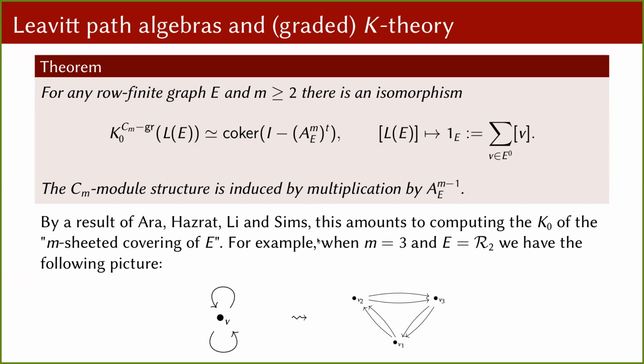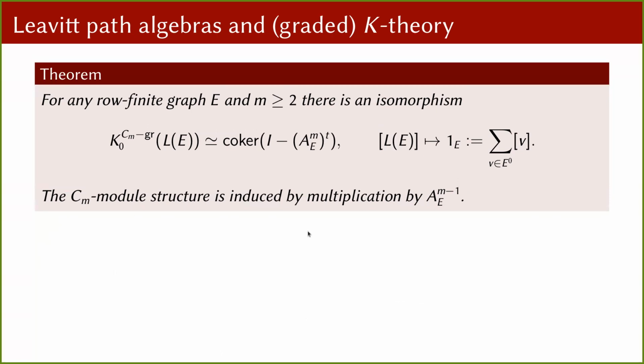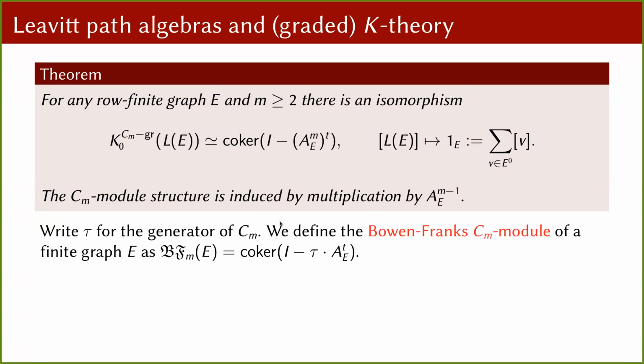Okay, so let me just say one more definition. This is one presentation of the graded K-theory of LE, but we can also give another presentation. We will use both throughout the talk. So this is in terms of the powers of the adjacency matrix. Another way we can describe this is to consider a generator, say tau.